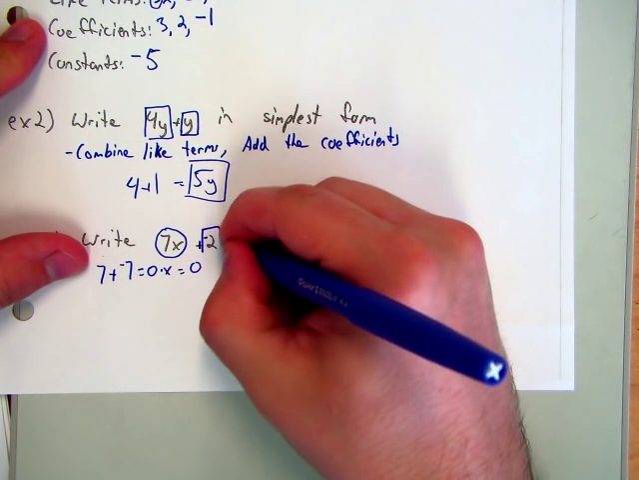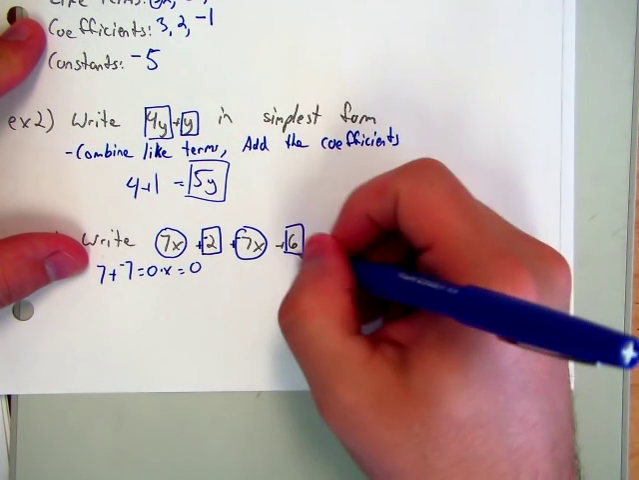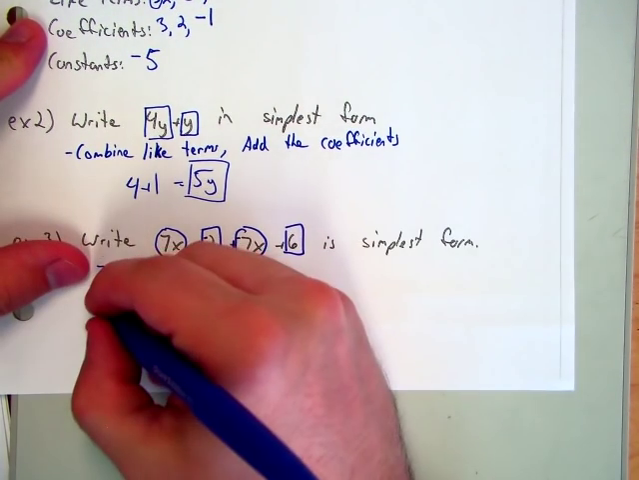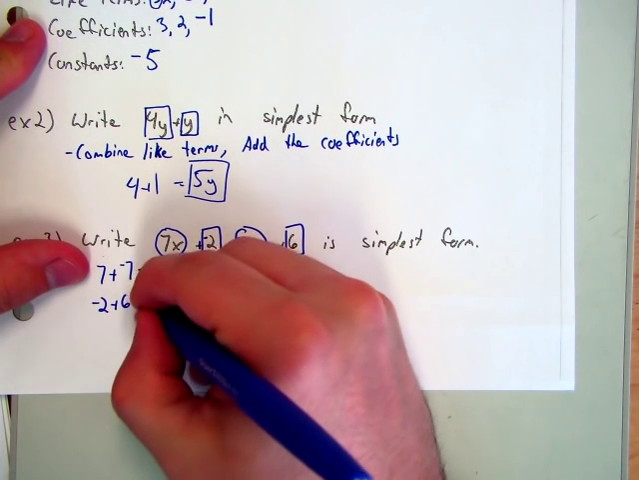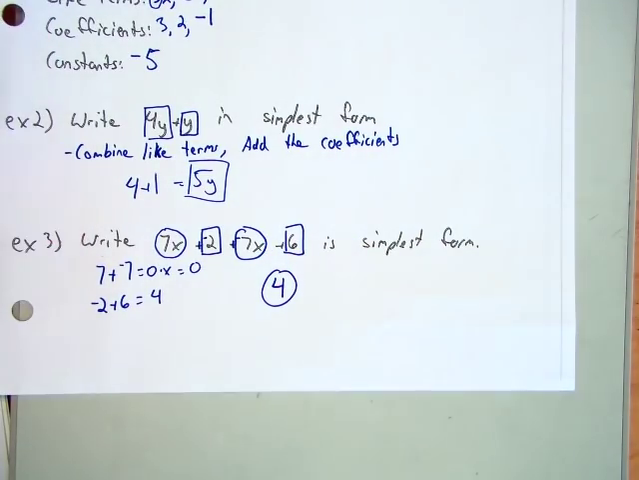I have another set of like terms. That'd be negative 2 and 6. These are constants, so I'm going to add those. I have negative 2 plus 6, and that equals 4. So in simplest form, this is 4.